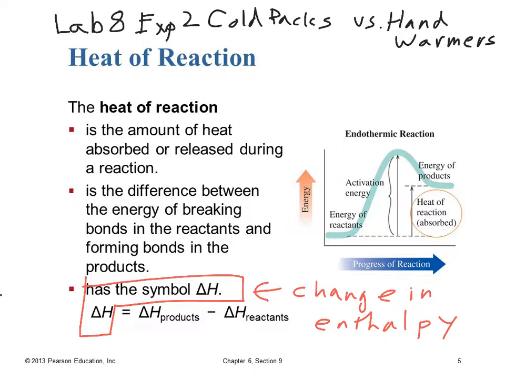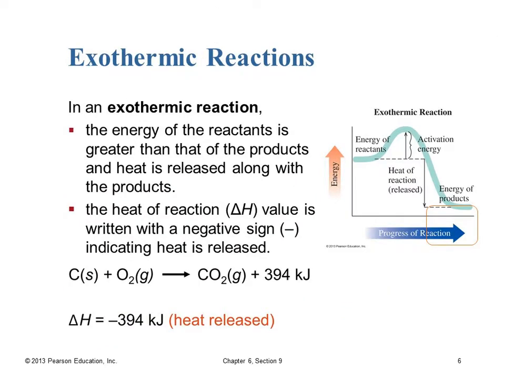Now wait a second, what is an exothermic reaction? An exothermic reaction is a reaction where the energy of the reactants is greater than the energy of the products, and heat is released along with the products. In these scenarios, the heat of reaction has a negative sign. Let's take a look at a specific example.